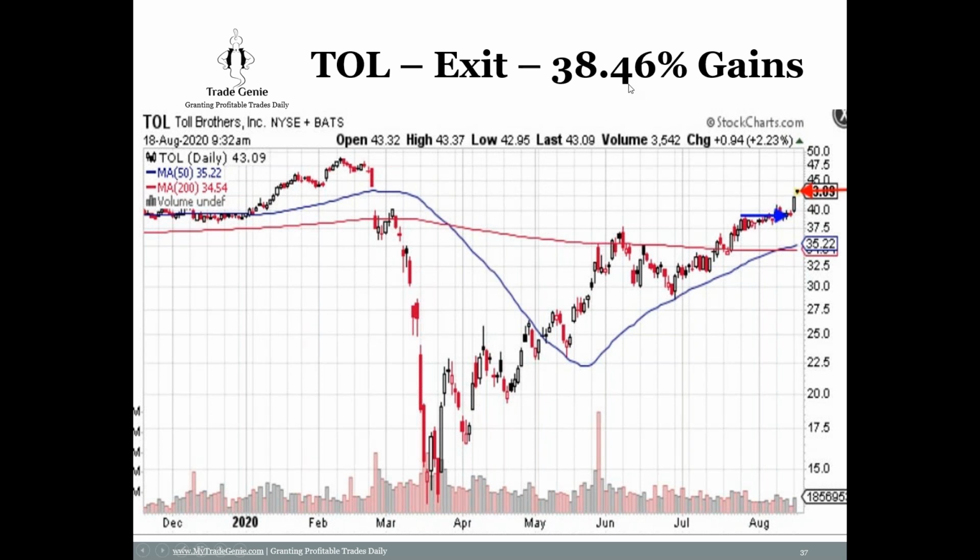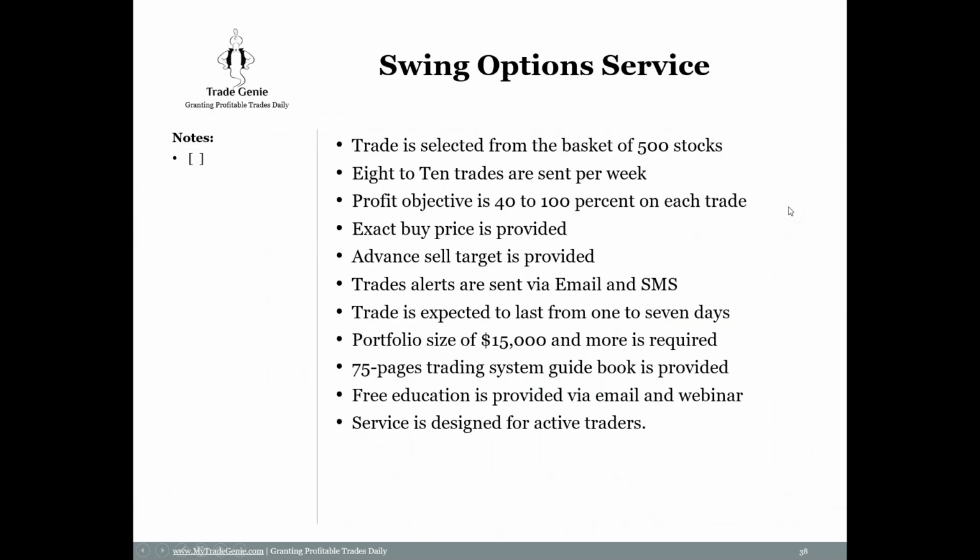Then I saw the pullback and wanted to enter, but did not. Missed it again. Another trade. So now it's at 45. So I'm regretting not taking a second trade on Toll Brothers. So I'm just looking at the pullback.